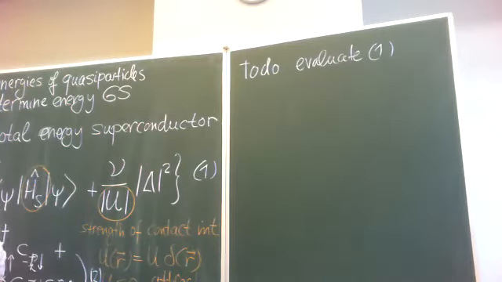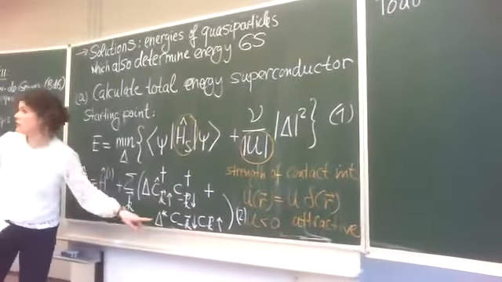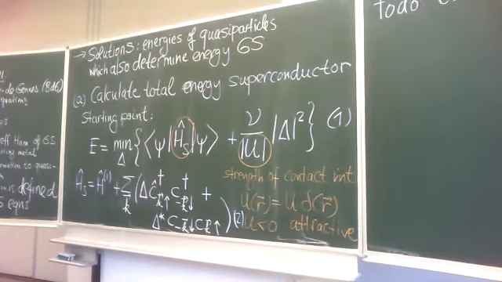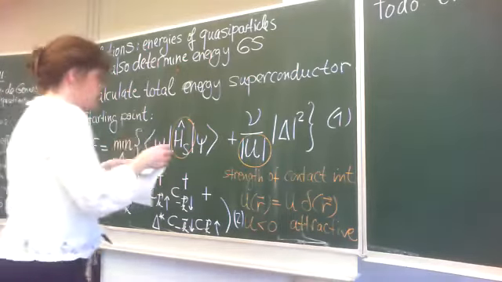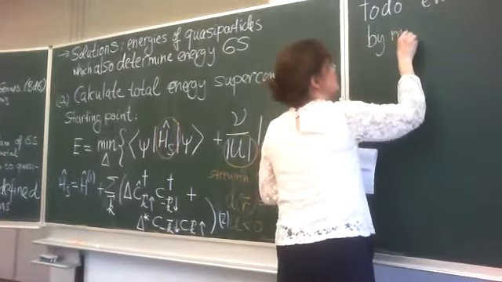Did I forget a dagger? Yeah, I forgot one here. Sorry. Yeah, so it's 2 creation operators to an erasure. Thank you. Please speak up anytime I forget signs, daggers. It happens. So evaluate 1 by minimization.